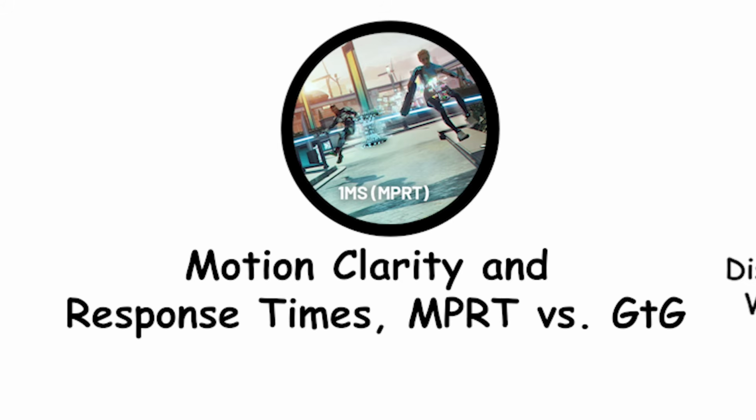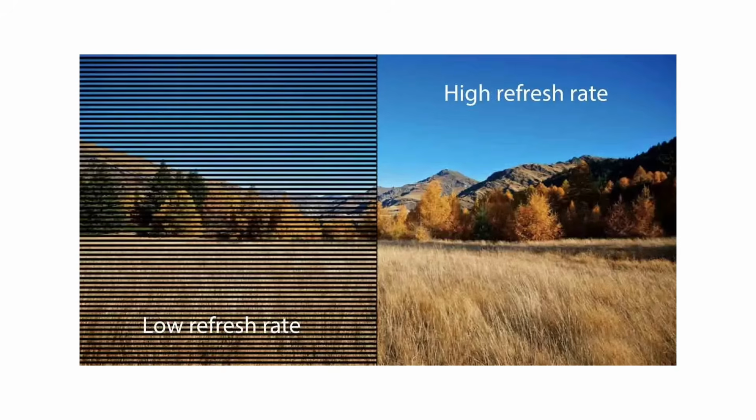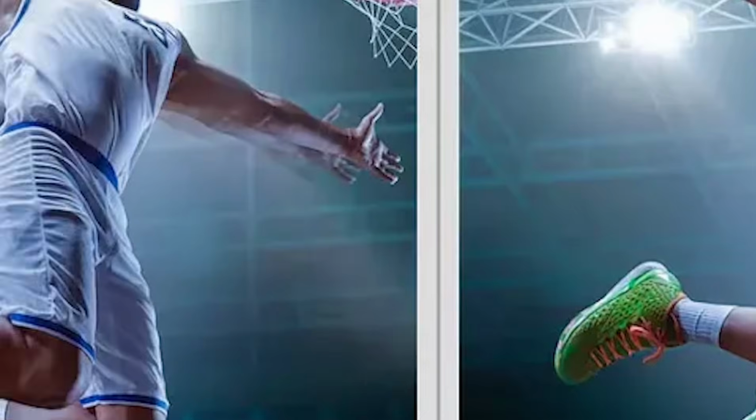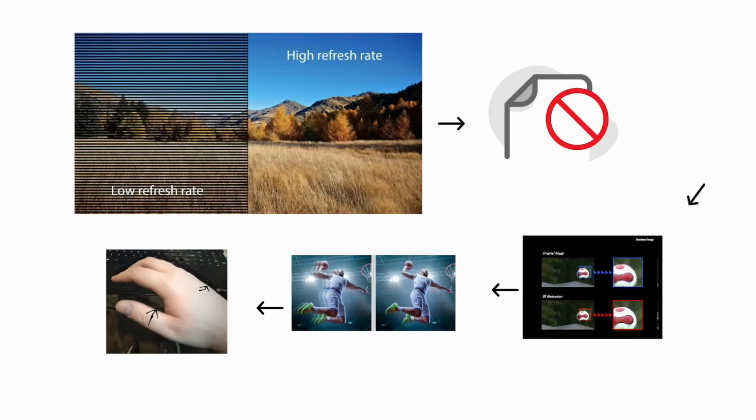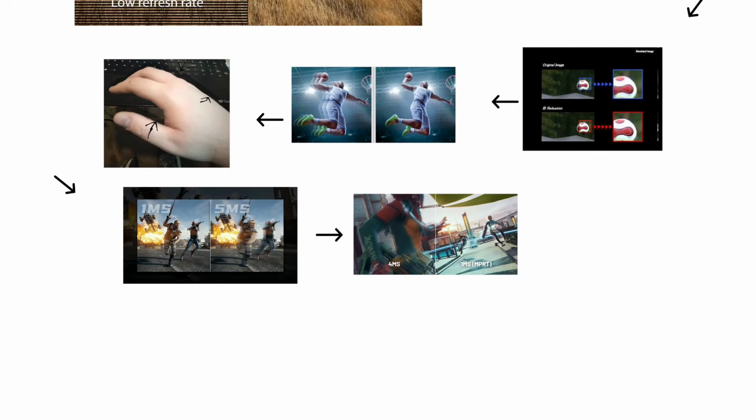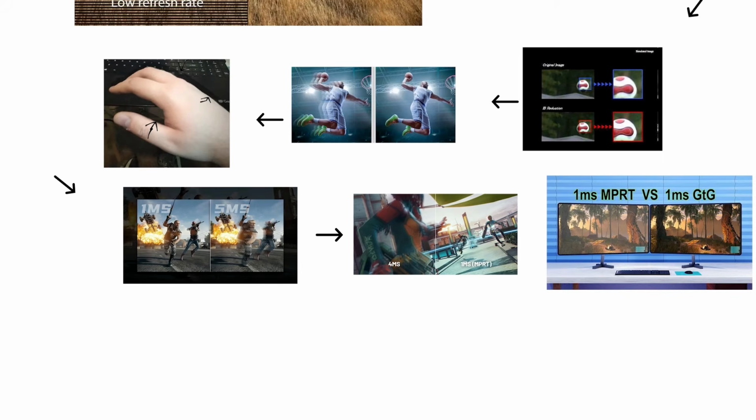Motion clarity and response times, MPRT versus GTG. Refresh rate alone doesn't define how clear motion looks. The screen might be refreshing fast, but if the pixels can't change color quickly enough, you'll still see trails or smearing behind moving objects. This is where pixel response time comes in, and why you'll see two confusing specs on monitor sheets: GTG and MPRT.